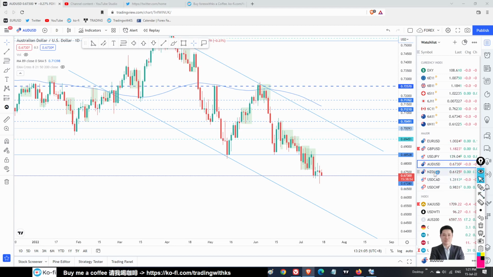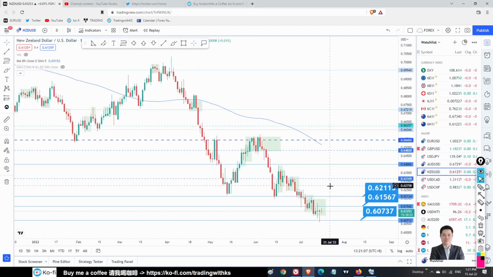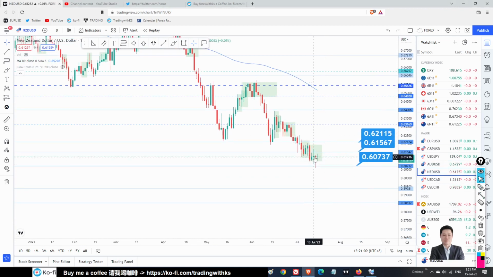So similar for NZDUSD also, right? You see, it's all closing nearby. So we want to wait for a big close that is far above or below this area, then only you want to trade. This one, we do have a pin bar here, so there is a reversal. I think probably tonight it will reverse. The higher probability tonight is going to reverse.